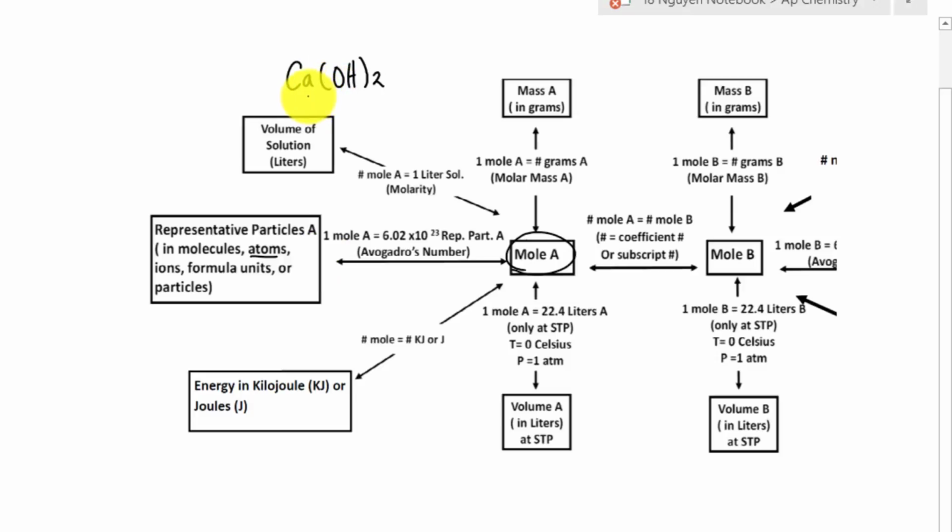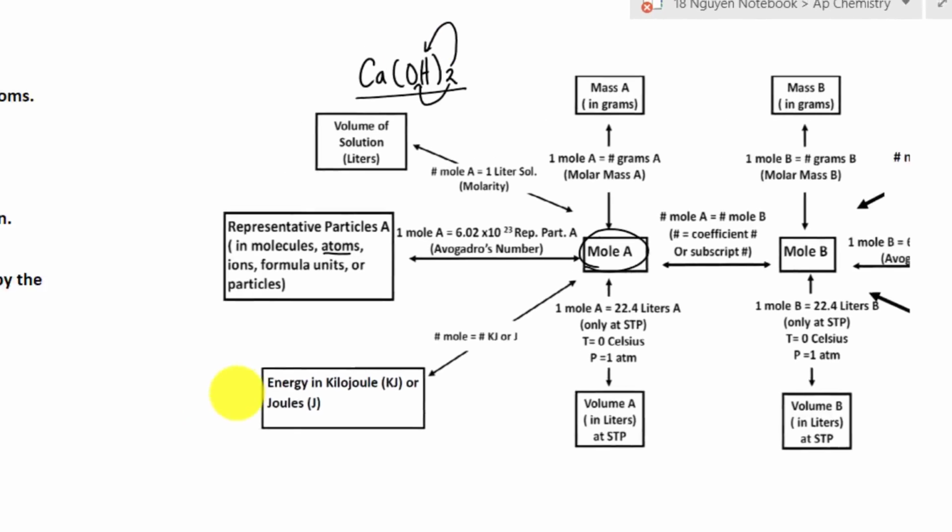For example, in this case, we have calcium hydroxide. In 1 mole of calcium hydroxide, we have 1 mole of calcium, 2 moles of oxygen atoms, and 2 moles of hydrogen. So in this case, we are going to take that same concept in terms of mole, and we're going to balance a chemical reaction.